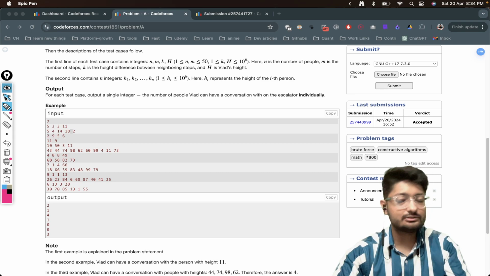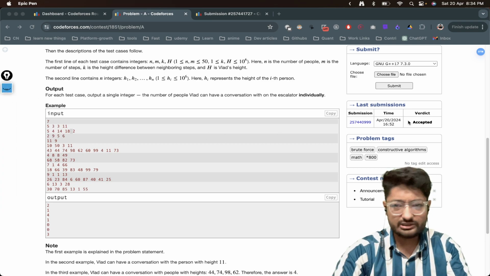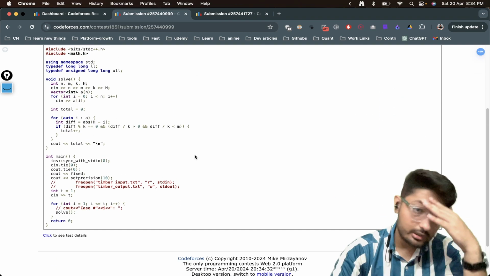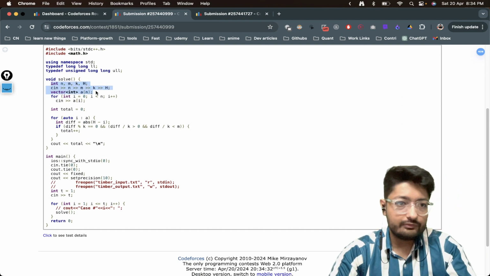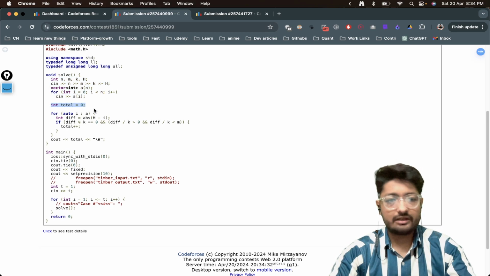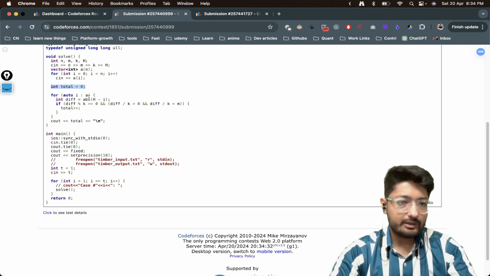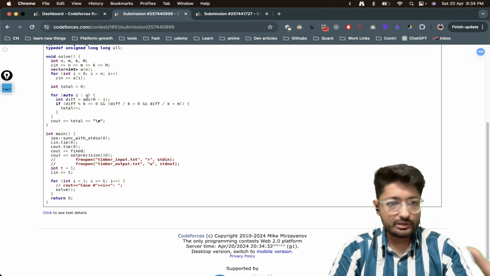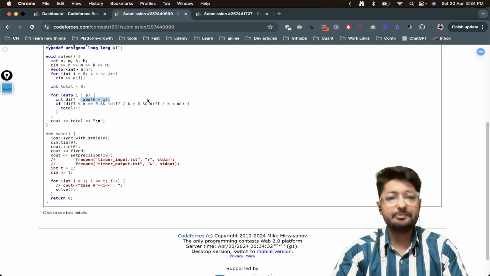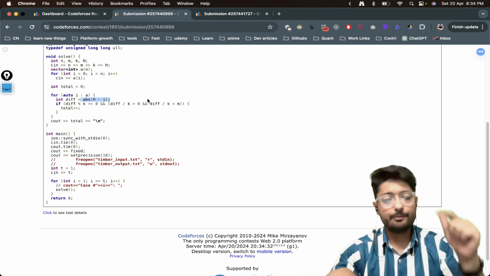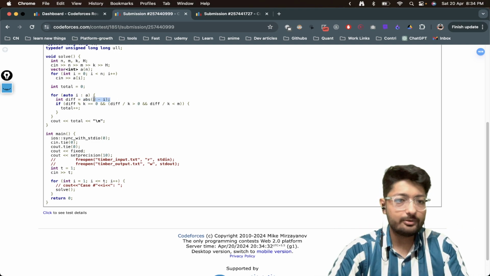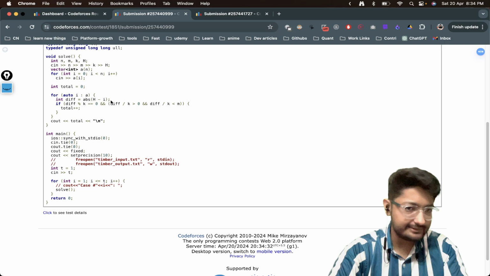The overall problem statement seems very big, but the actual logic turns out to be pretty small. So let's see the actual code that I've written. You will take the input of all the people and the heights. Then, for the total number of people Vlad can have a conversation with, iterate over all the people one by one and find the absolute difference, because either Vlad can have a bigger height or the other person can have a bigger height. We just have to think about the difference, because both of them can switch places and stand on two different staircases. So we only have to think about the absolute difference between the heights.